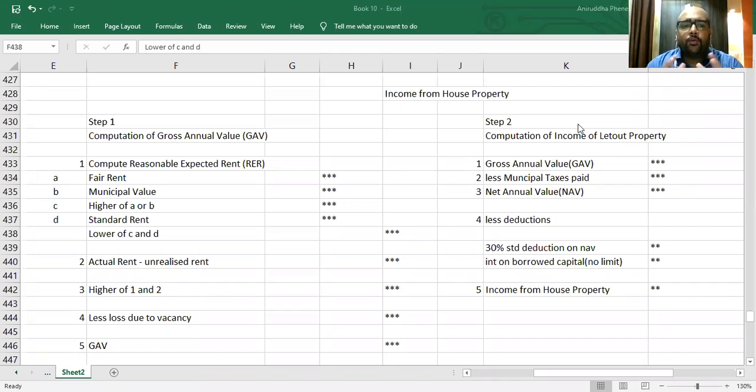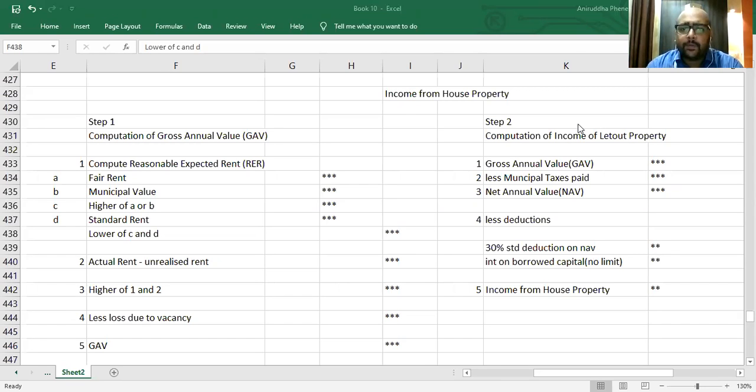Step one, you need to compute the GAV of that property. For computing GAV, you need to compute the RER, that is reasonable expected rent of that property. Now, reasonable expected rent is computed as follows: fair rent or municipal value, whichever is higher, subject to standard rent of that property. So fair rent or municipal value, whichever is higher, you have to take as RER, but it cannot be more than the standard rent of that property as per the Rent Control Act.